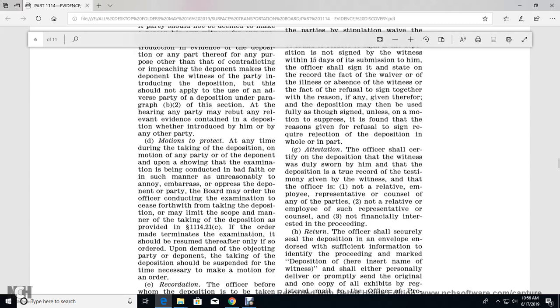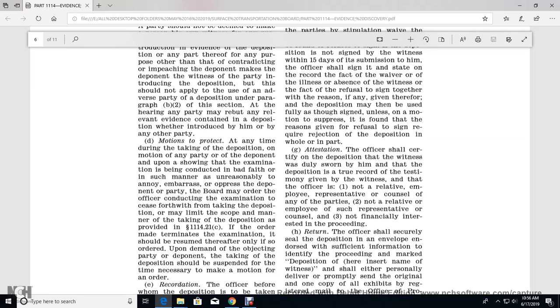Measures for protection. At any time during the taking of the deposition, on motion of a party or of the deponent, and upon a showing that the examination is being conducted in bad faith or in such a manner as to unreasonably annoy, embarrass, or oppress the deponent or party, the board may order the officer conducting the examination to cease the taking of the deposition, or may limit the scope and manner of the taking of the deposition as provided in 11.14.21(c).